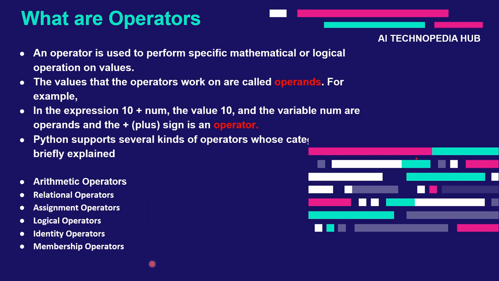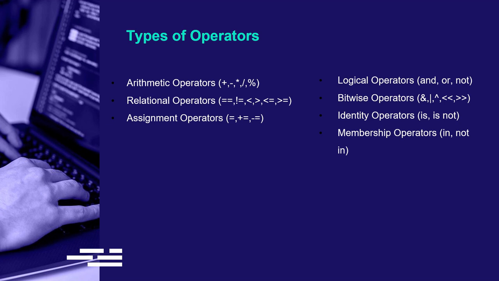Now these are all the various types of operators that we'll be studying, like arithmetic operators, relational, assignment, logical, identity operators, and the membership operators. Now that we know the different types of operators, here is a list of all the operators like arithmetic, relational, assignment, logical, bitwise, identity operators, and membership operators. Each type of operator plays a key role in writing effective and logical Python programs.